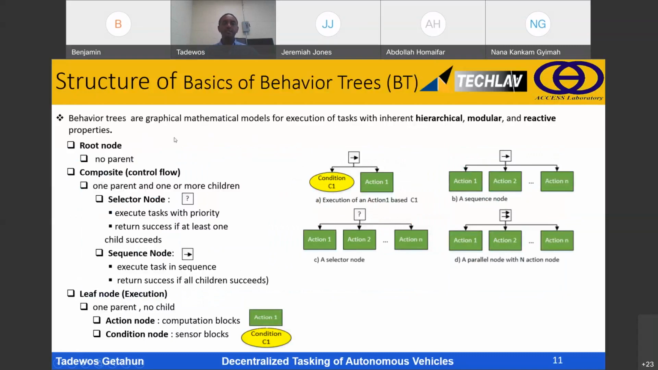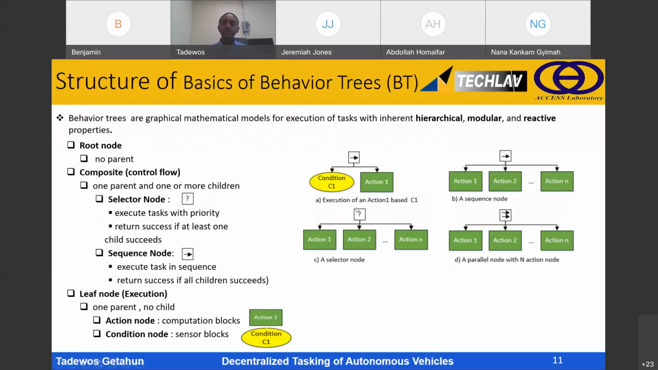Basically, a behavior tree has three types of nodes: root node, composite node, and leaf node. The root node is the node where execution starts. Composite nodes adjust the flow of control. Here we have selector nodes and sequence nodes. Selector nodes are represented by a question mark. Selector nodes give us the possibility that if action 1 fails, we go to action 2. If action 2 fails, we go to action 3. But if action 1 performs correctly, we don't worry about the others.